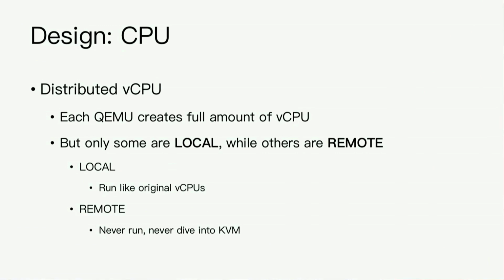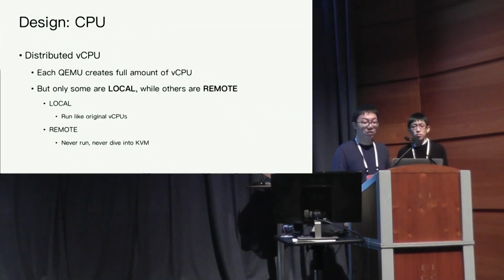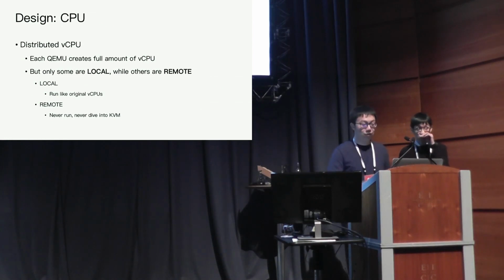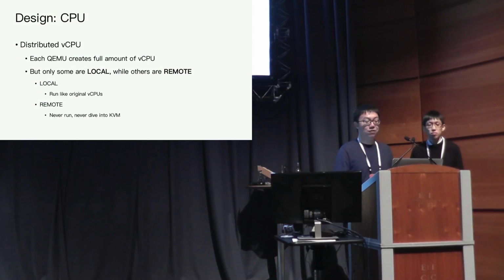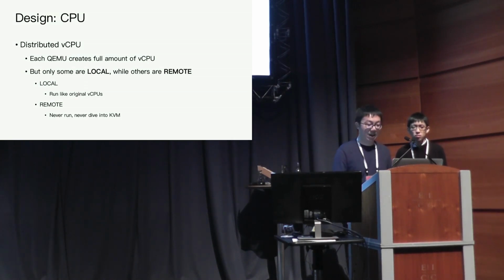Let's begin with the CPU virtualization. In our design, each QEMU creates a full set of vCPU threads. We divide them into local vCPUs and remote vCPUs. Local refers to a vCPU running on the local machine, while remote refers to a vCPU running on another physical machine. Local vCPU threads behave as usual, while remote vCPU threads are dummy and never dive into KVM.